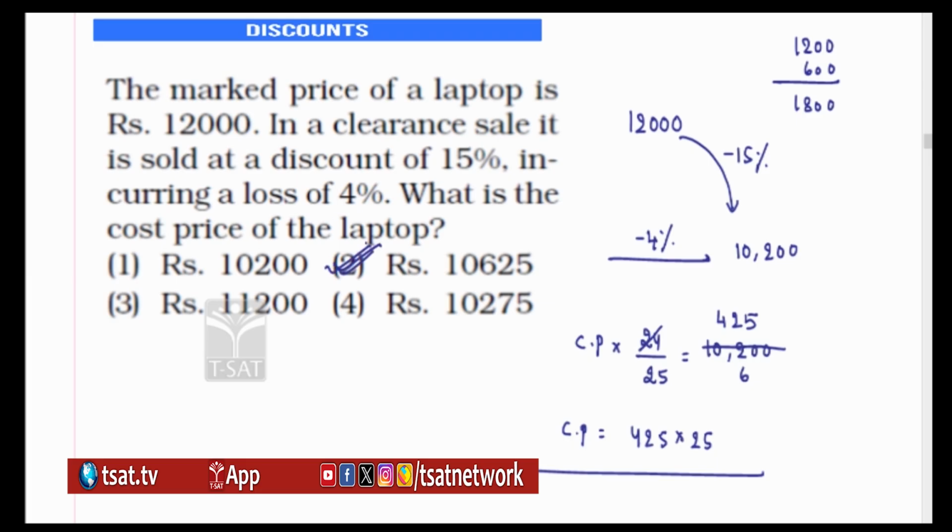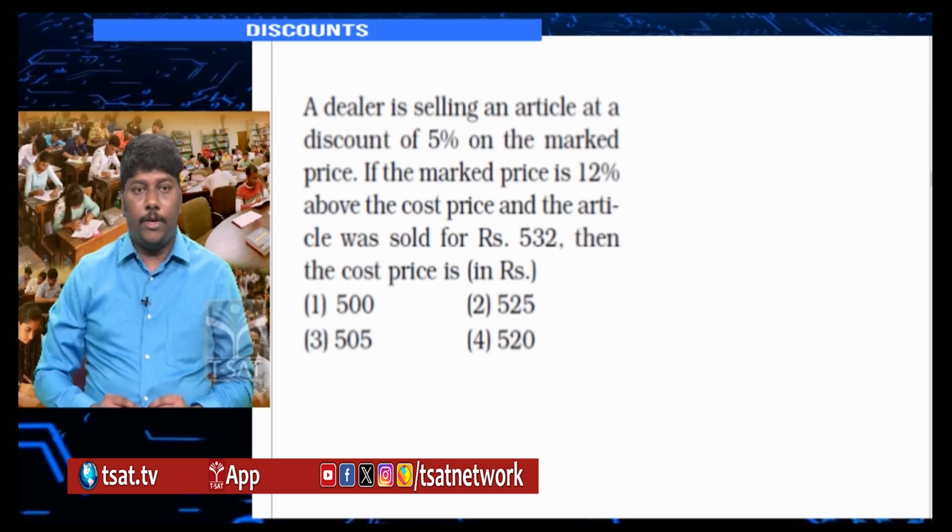Or else, one more thing. See simply here, after reducing it by 4%, you are getting 10,200. So before reducing it by 4%, it should be a little bit more than 10,200. Therefore, this cannot be your answer. This is just more than 10,200, so this is also not your answer. This is a bit more than 10,200. If you give 4% on this, you will get 10,200. If you decrease 4%, or else you multiply, you are going to get 10,625 only.